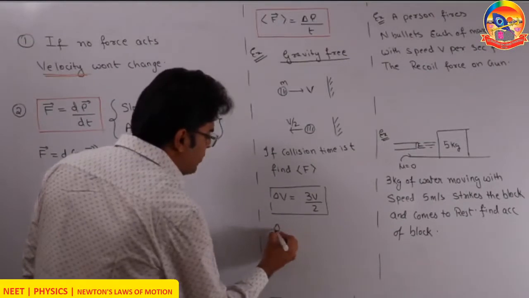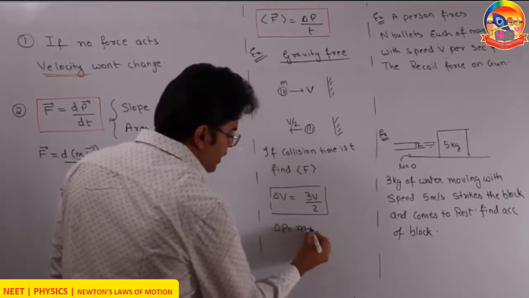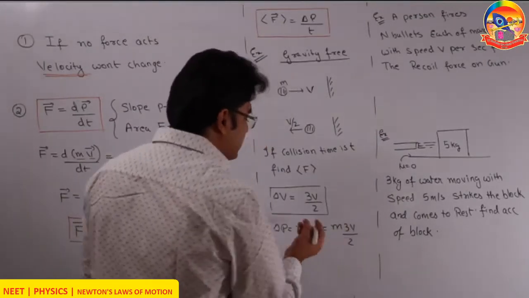So the change in momentum has to be mass times the change in velocity. That gives you m into 3v by 2. So this is the change in momentum.